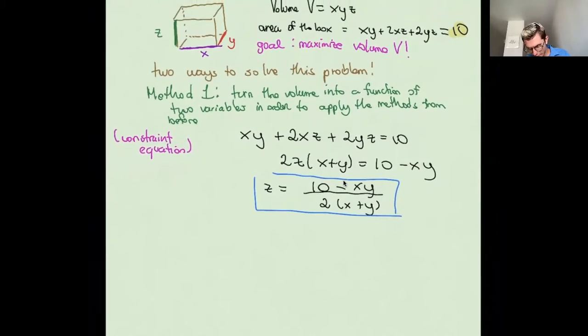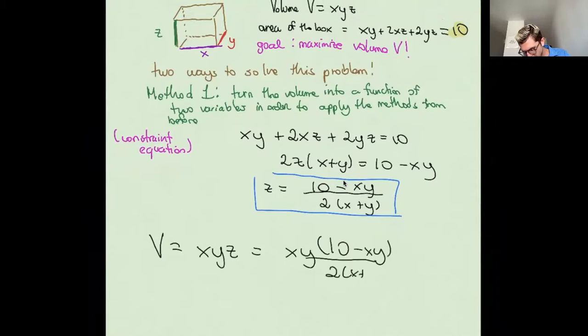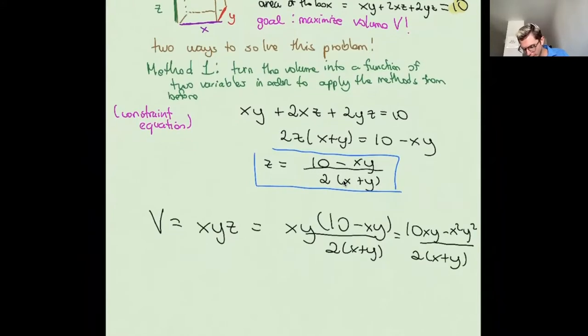So the volume, which was originally xyz, becomes xy times (10 minus xy) over 2 times (x plus y). So it becomes (10xy minus x squared y squared) over 2, divided by (x plus y). Or if you want, 2x plus 2y. Is that okay so far?